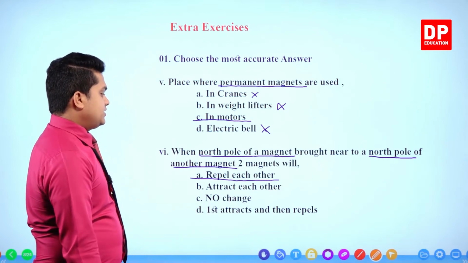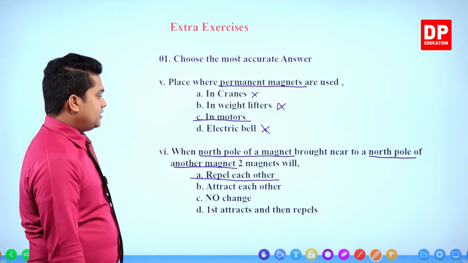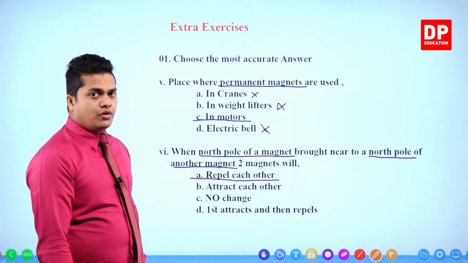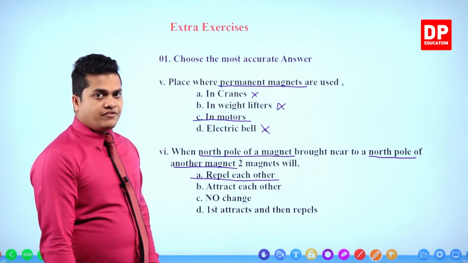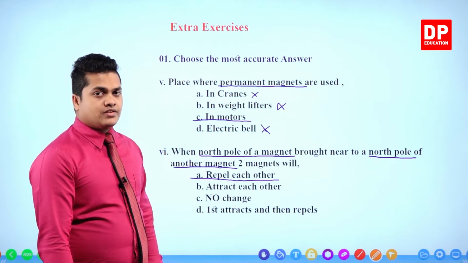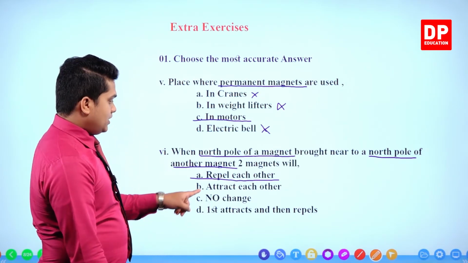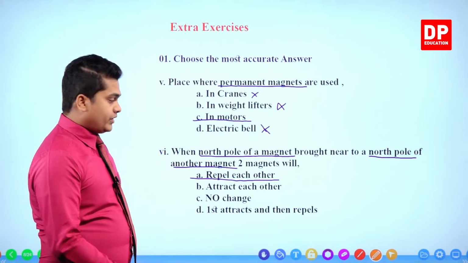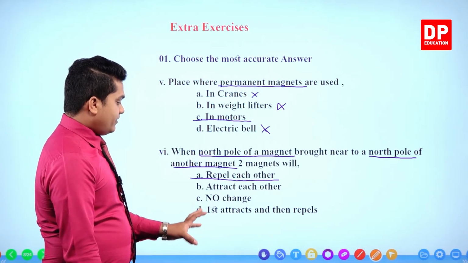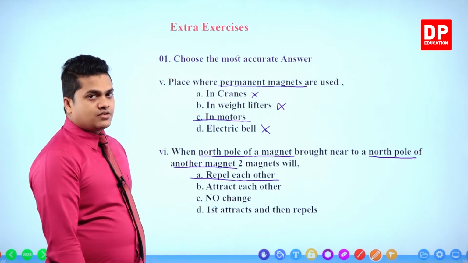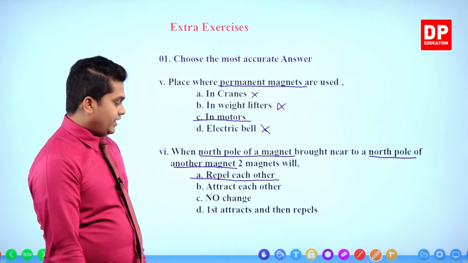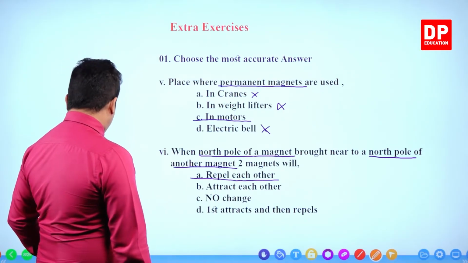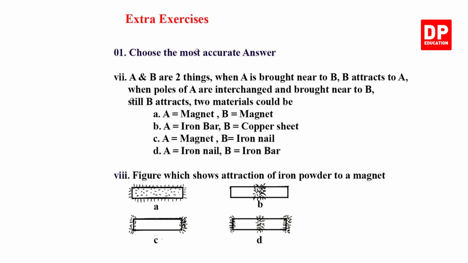This is the answer, right? They would repel each other. If you bring a north pole near a north pole of two different magnets, then the two magnets will repel each other. So attract each other is incorrect. No change is also incorrect. It at first attracts and then repels, that is also incorrect. So the correct response is repel each other. Right. You have to choose the most correct answer.